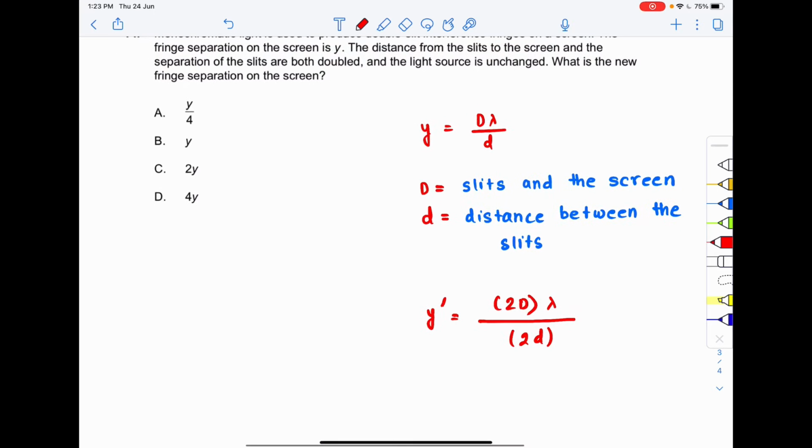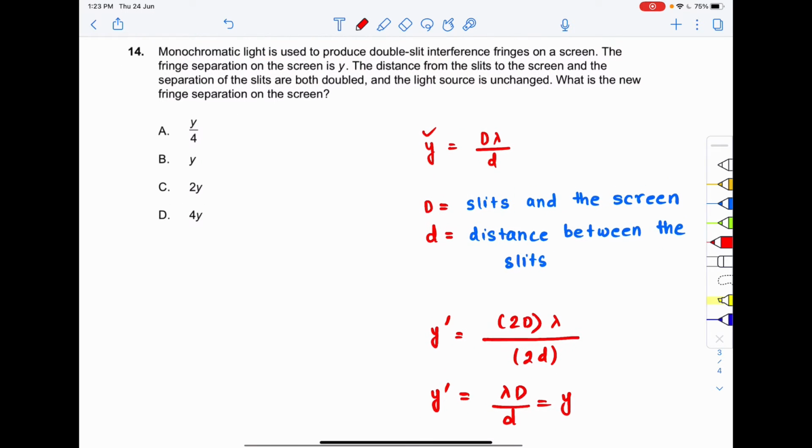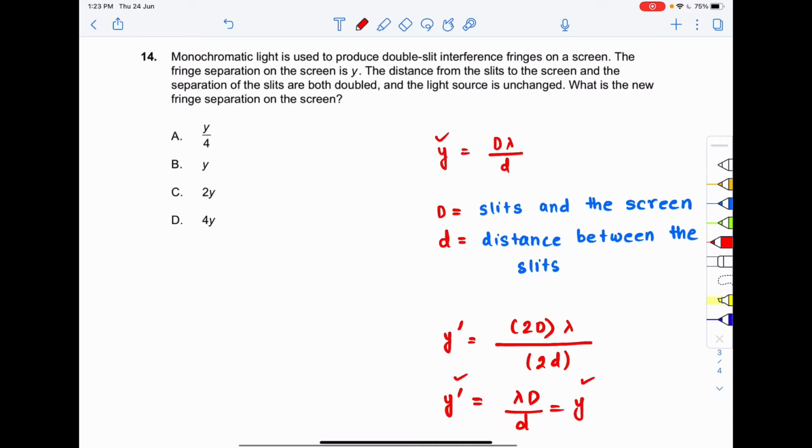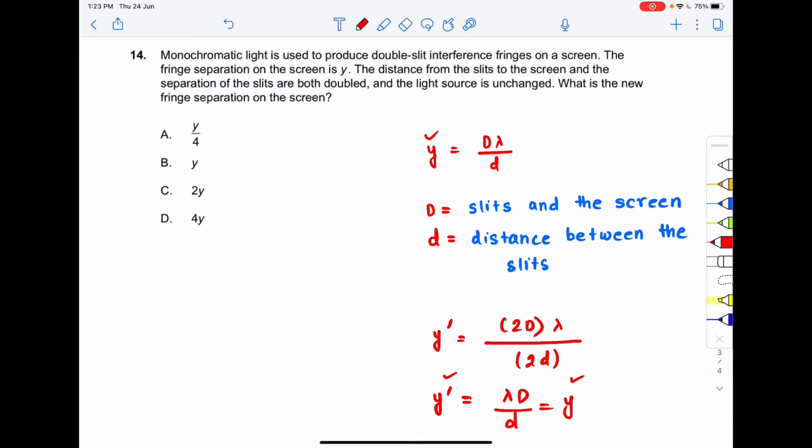So that means y dash, the new separation, is equal to again Dλ by d. And what is Dλ by d? y only. So what is happening? The new fringe separation will not change. The previous fringe separation will be equal to the new fringe separation. So the correct option to your question number 14 is option B, y.